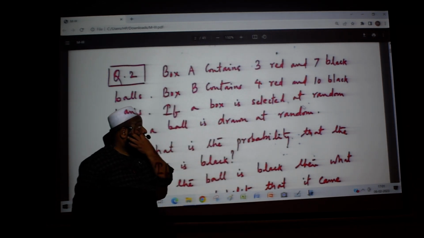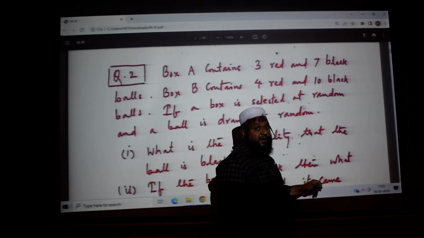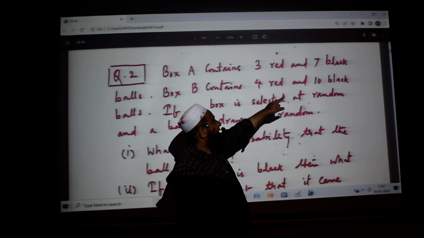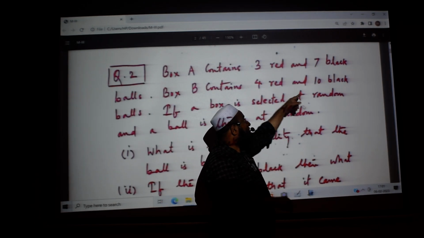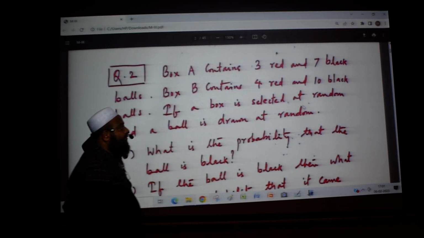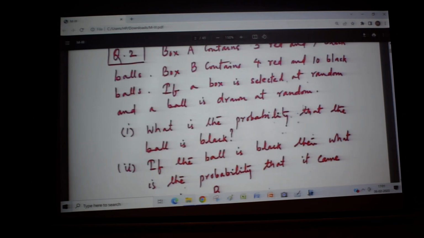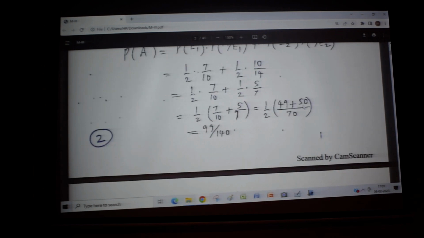What is the probability of getting a black ball from box B? 10 by 14. So 10 chances are there that we may get a black ball. Totally there are 14 balls, so 10 by 14. What is the 10 by 14? The 10 by 14 is P of A by E2.